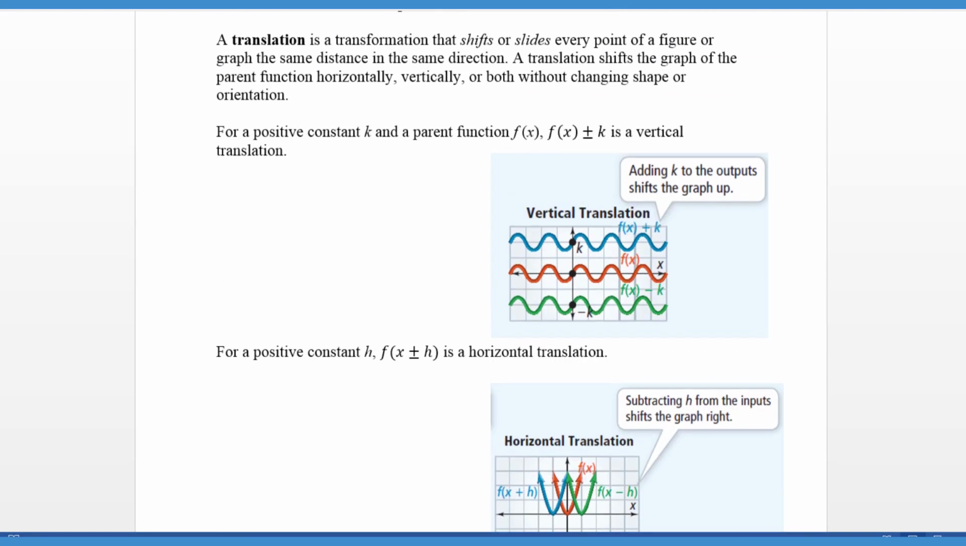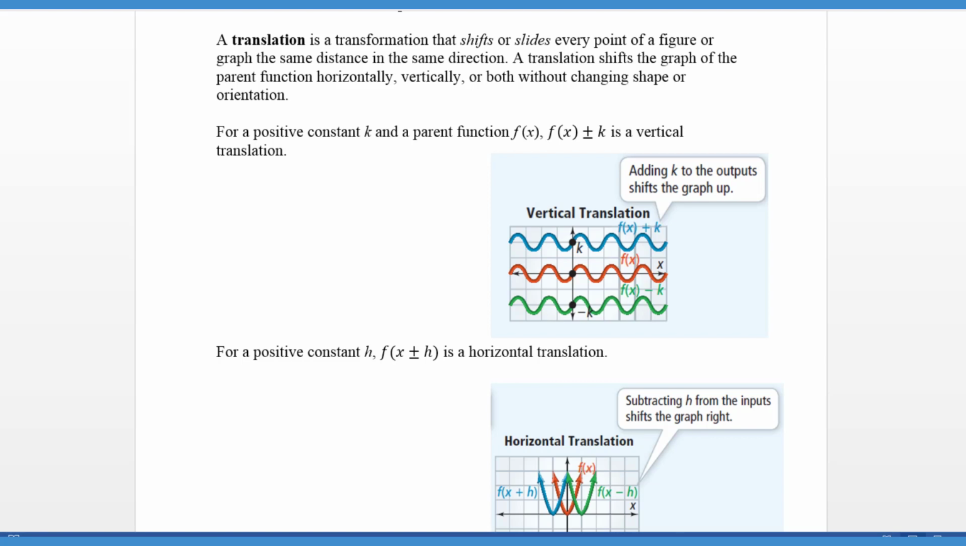A translation, as you can see, is just a shifting or sliding of every point on the figure. So we are just going to be shifting or sliding left to right, or up and down, or a combination of both. We may be able to shift a function to the left and then up, or to the right and then down, or vice versa. And so it's very important that you understand how a translation works.